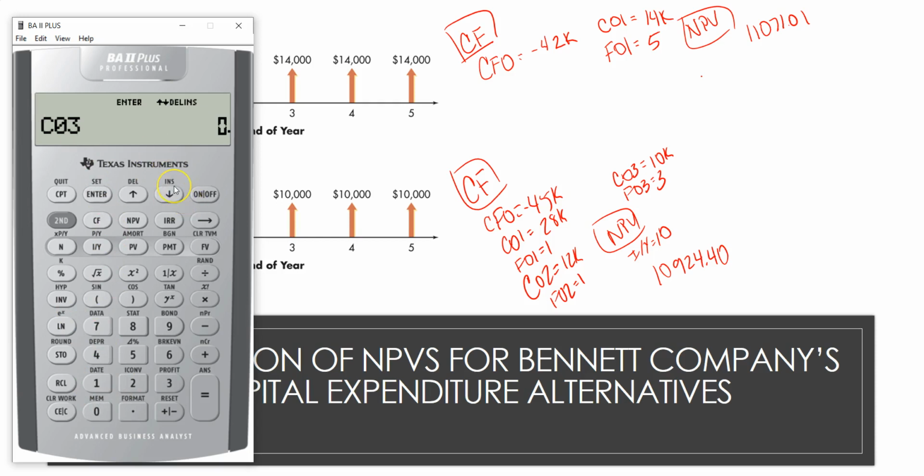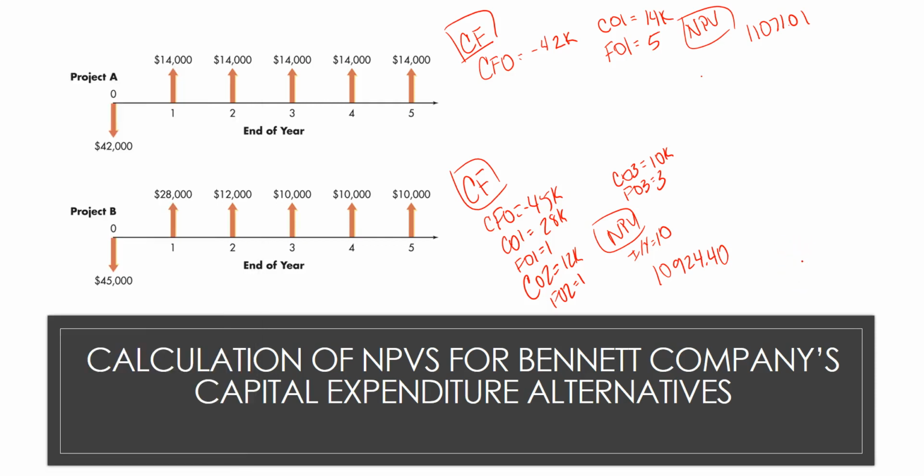Has a frequency of 1. Cash flow at time period 3 is $10,000. Enter to save. Scroll down. Has a frequency of 3. So I enter. Now I push the net present value button. Enter in my discount rate of 10%. Enter. Down. Compute. $10,924.40.